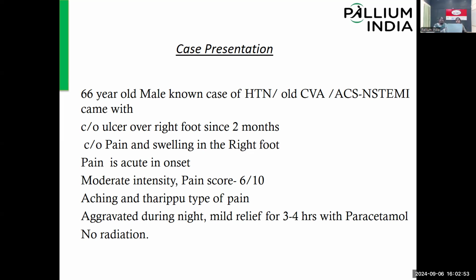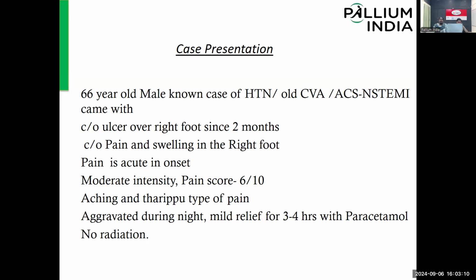It is an aching type of pain, and it is aggravated during night. It has mild relief for 3 to 4 hours with paracetamol, and there is no radiation. This is telling the pain under the PQRST score.